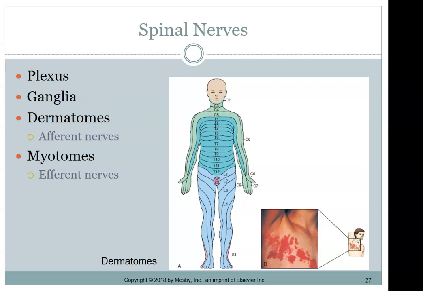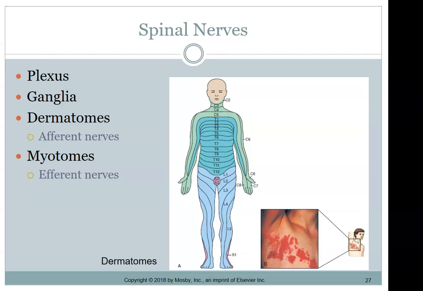The spinal nerves. Remember that a plexus is a network of nerve fibers from several spinal nerves. Some examples are the cervical and brachial plexuses that supply the neck and arms. Ganglia are the collection of cell bodies in the PNS. Spinal nerves are named by their location, such as cervical, thoracic, lumbar, sacral, or coccygeal, and their number, similar to the bones of the spine.